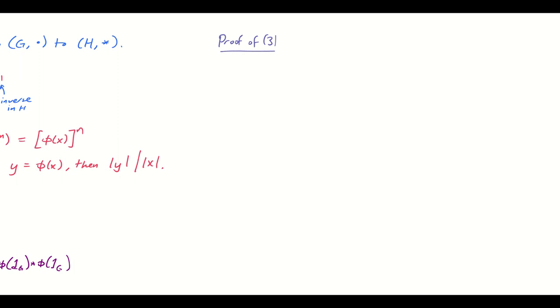All right, so for this one, I'm going to start by using induction on n to prove that this statement is true. We're going to prove that phi of x to the n equals phi of x, all of that to the n, for all natural numbers n, and then we'll do it for negative integers. So we're going to prove this first for natural numbers n.